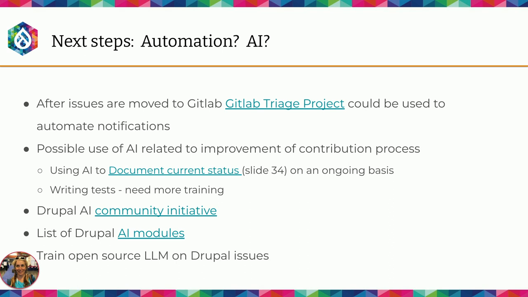When I worked as a project manager for the GitLab Acceleration Initiative, Drupal made a contribution to GitLab itself. We needed a feature, and GitLab itself is an open source project. One of the tools that GitLab uses extensively is the GitLab Triage project, which works very well and is very helpful for automating notifications and connecting reviewers and developers. When issues are moved to GitLab, it would be a great tool to use to improve the contribution process.